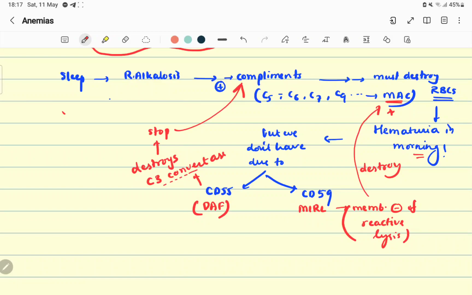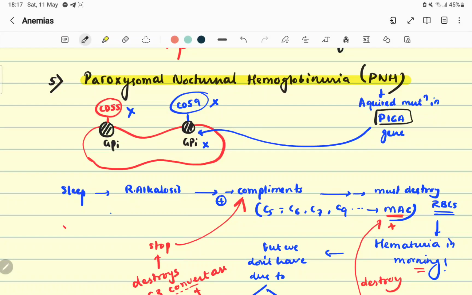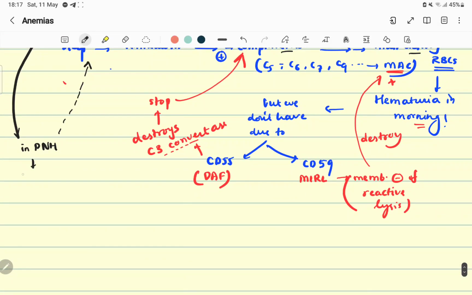But here in PNH, what happens? I told you that there is an acquired mutation in the PIGA gene. This PIGA gene was coding for this GPI. So this will be destroyed, and CD55 and CD59 will be destroyed. As a result, in PNH, all these things happen during sleep. There is acidosis, complement activation, destruction, and so we'll have hematuria in the morning. So sleep, hemolysis, and in the morning we have hematuria.